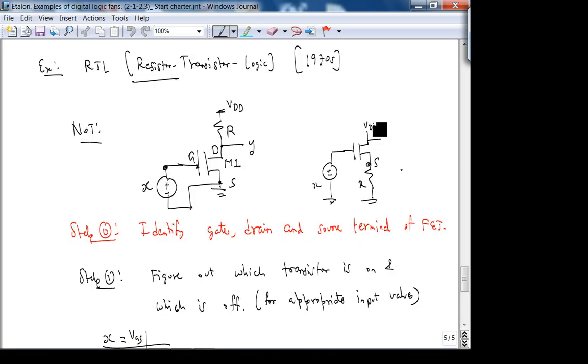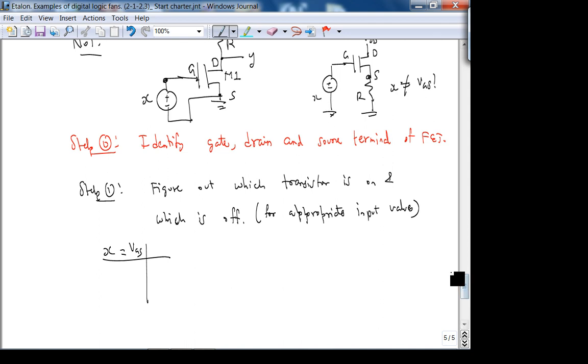All right, there. Let me erase this. Here's drain. Here's gate. Okay? So in this case, X is not equal to VGS. Just remember that. Right? It's basic circuits, but be careful.